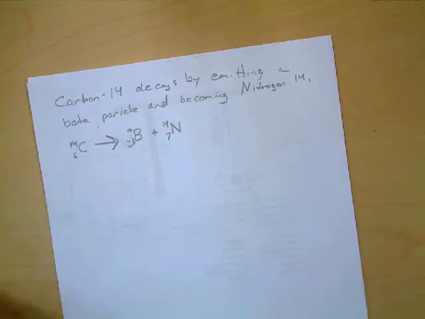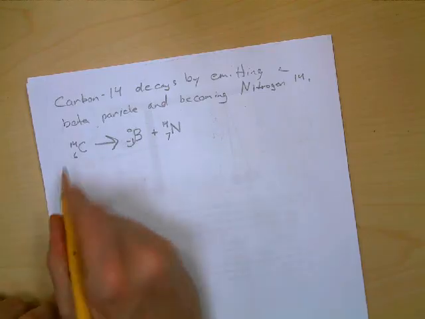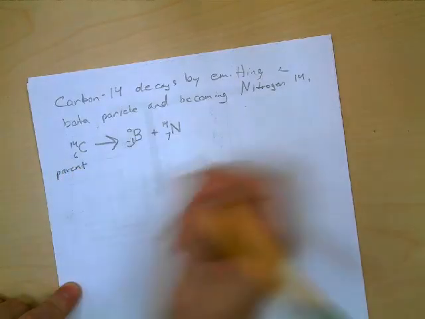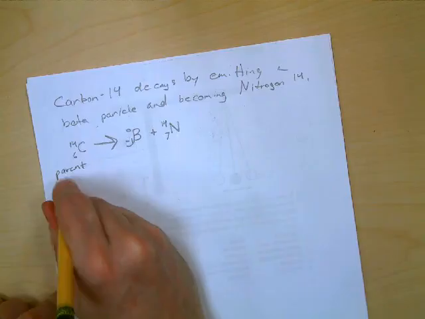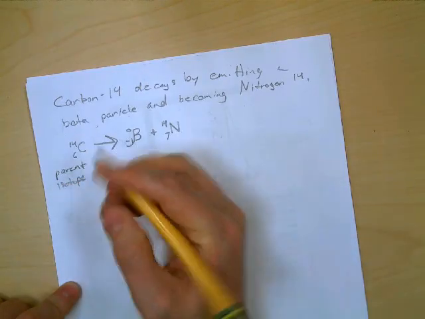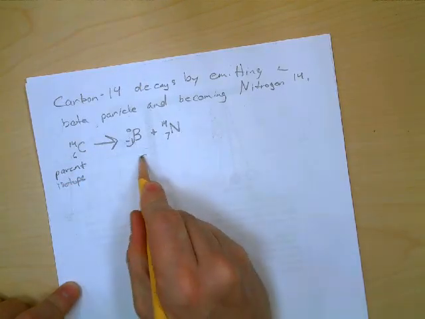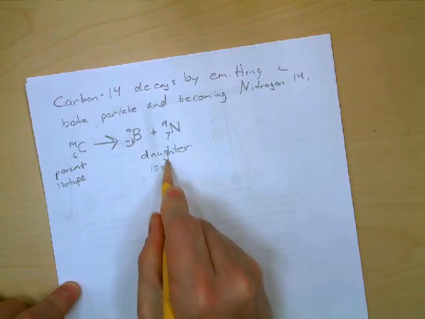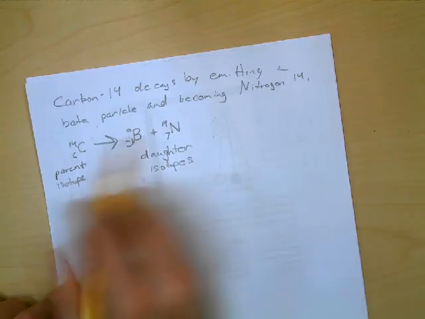And I want to point out some very specific things. On the left side, this is the parent isotope. Sometimes there are multiple parent isotopes. And on the right side, these are what we would call daughter isotopes. You start with the parent and you generate the daughter.